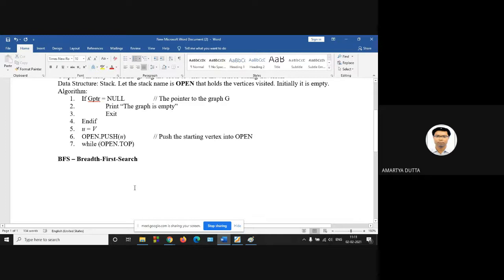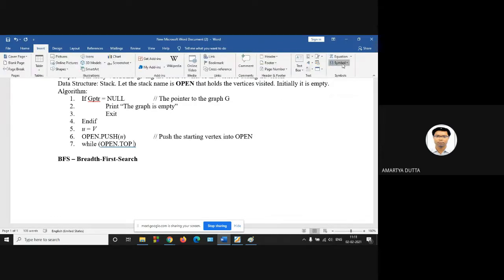Okay. When your open dot top is not equal to null, it means till the stack is not empty. Till the stack is not empty. Okay.